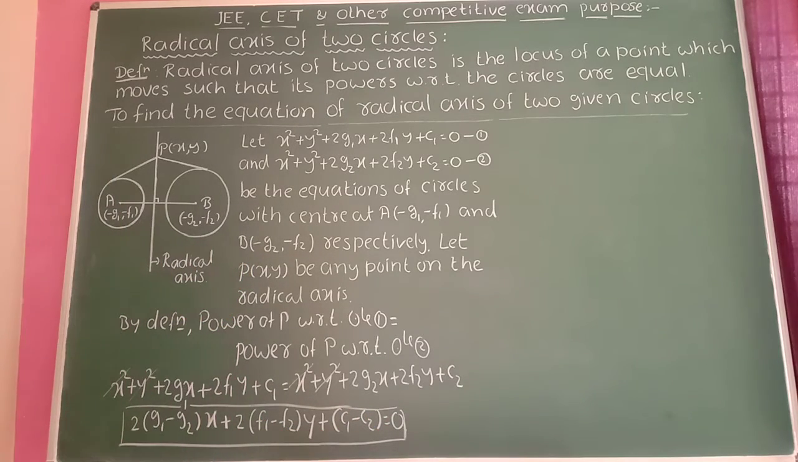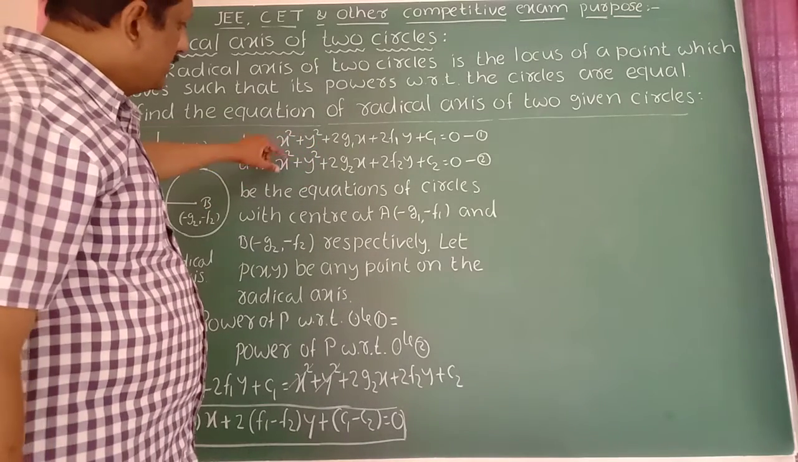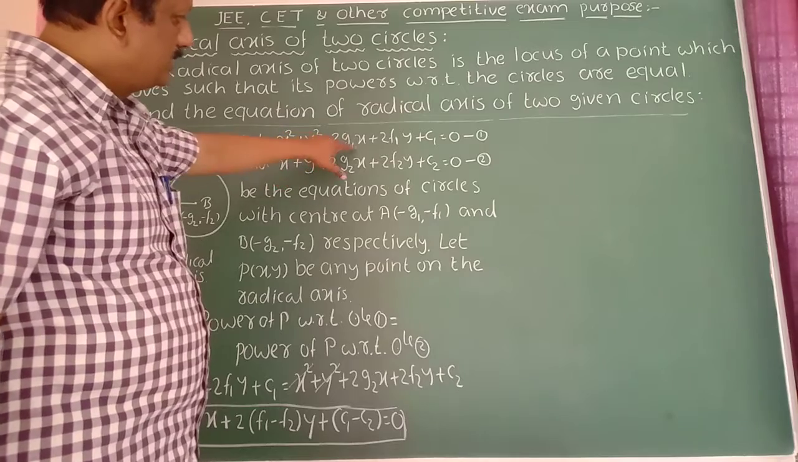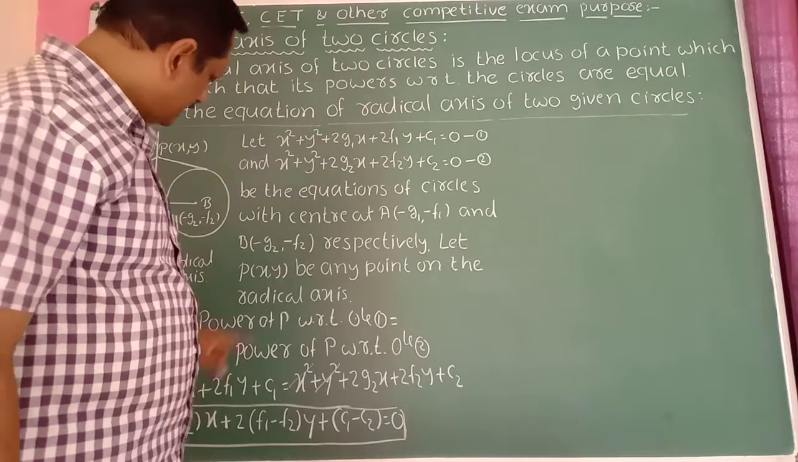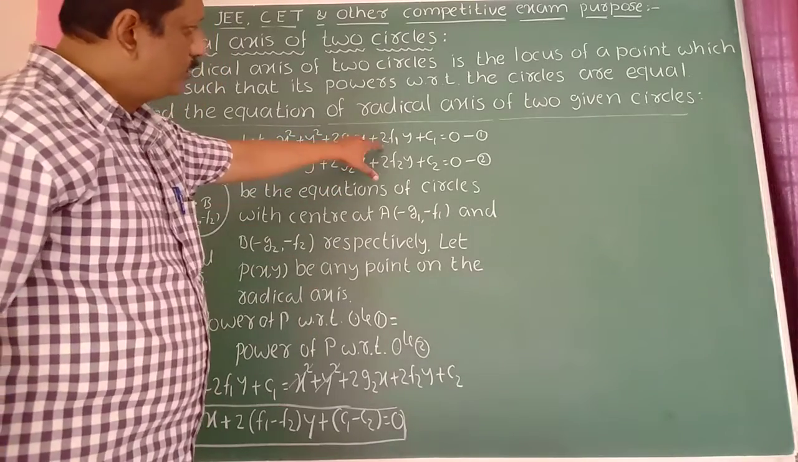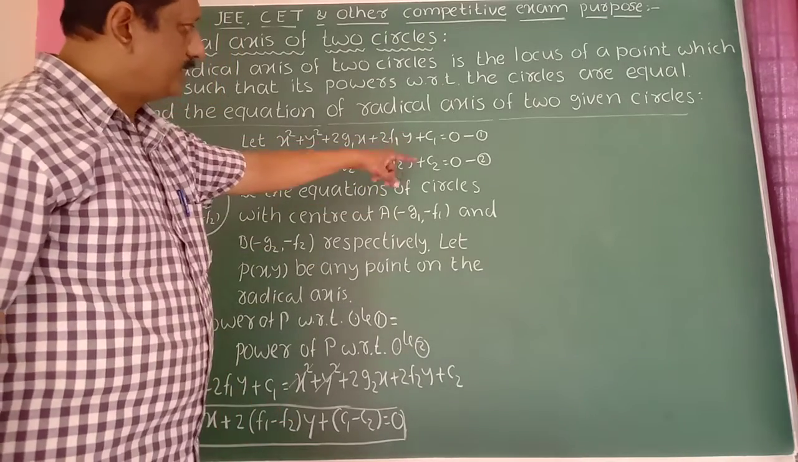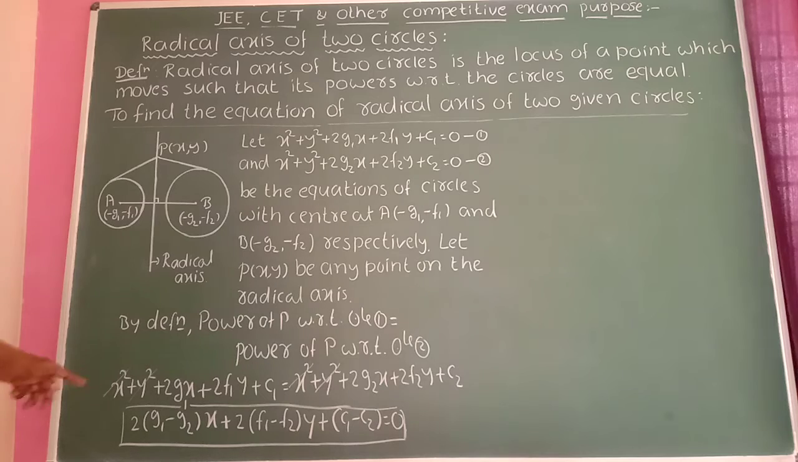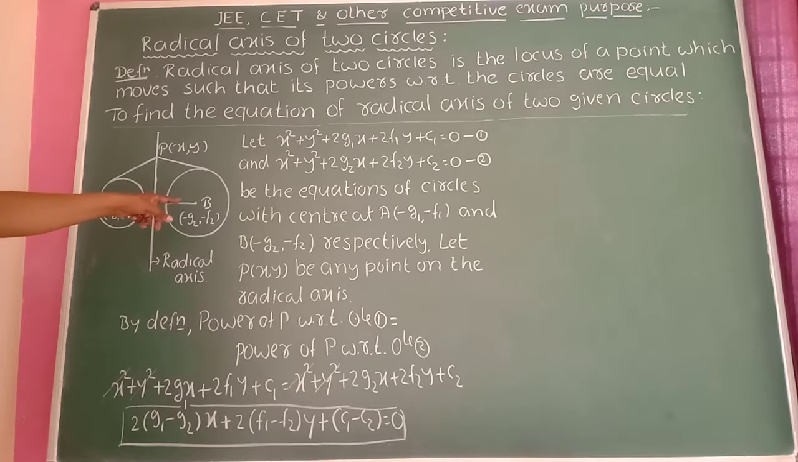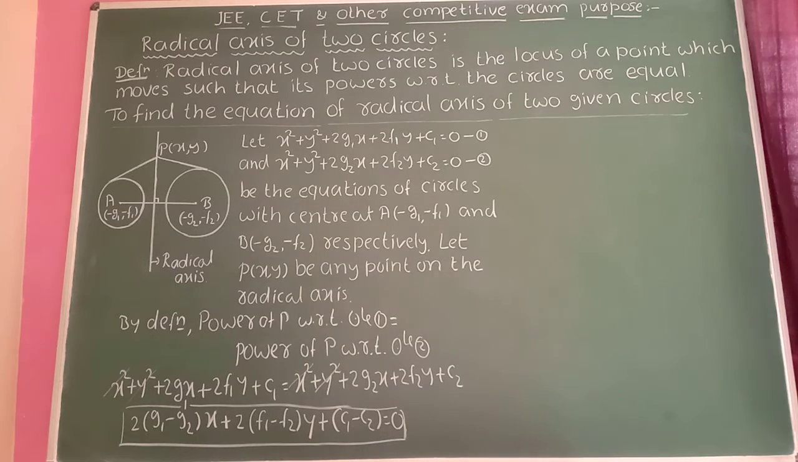Okay, this is the radical axis of the given circles. Subtract this equation from this equation. 2x is the common factor: (g1 - g2), plus 2y is the common factor: (f1 - f2), plus (c1 - c2) is equal to 0. This is the equation of the radical axis, and this radical axis is always perpendicular to the line joining the centers of the circles.